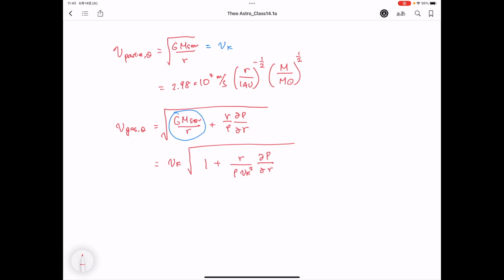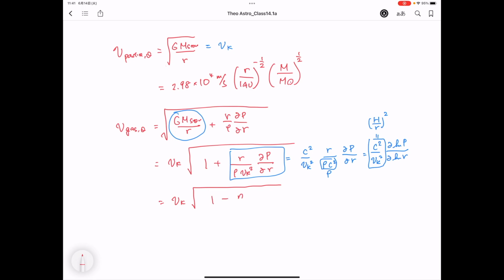Then we would like to change the second term to c squared over V_k squared, and then rho c squared over R, partial P over partial R. Rho c squared is exactly equal to P. Then this equation is expressed as c squared over V_k squared times partial log P over partial log R. Then this part can be expressed with the scale height, H over R squared. So it is expressed as V_k times the square root of 1 minus eta. Eta is a function of R. So eta is expressed as minus H over R squared times partial log P over partial log R.